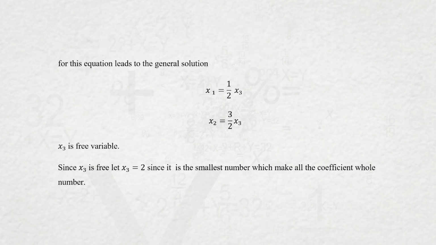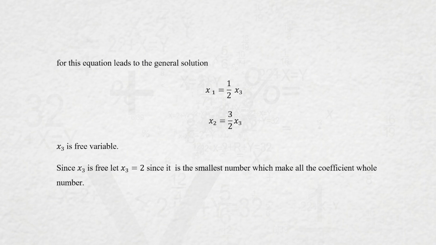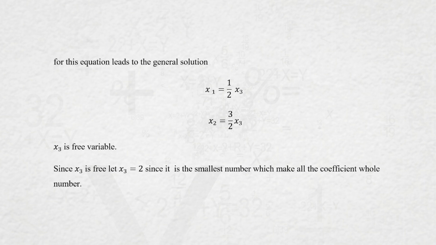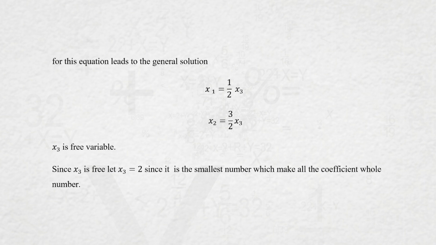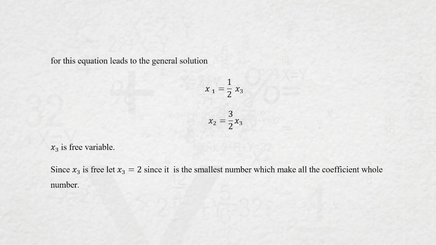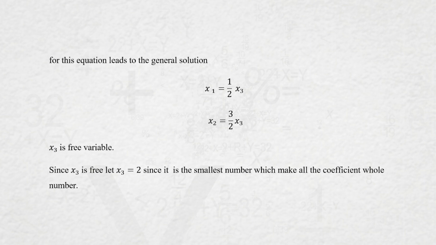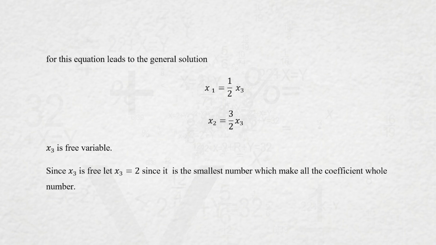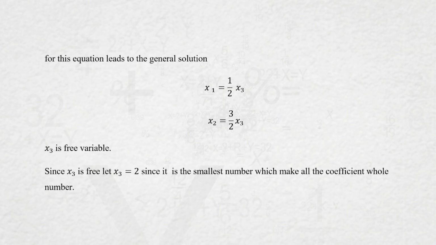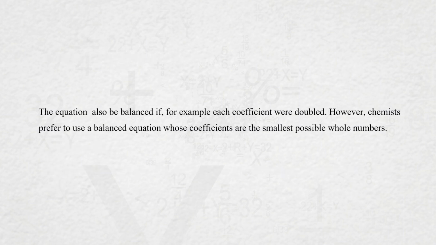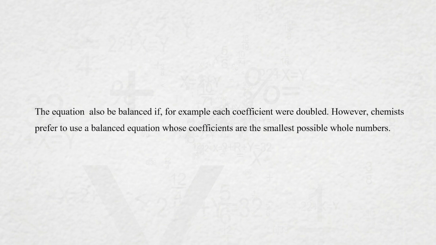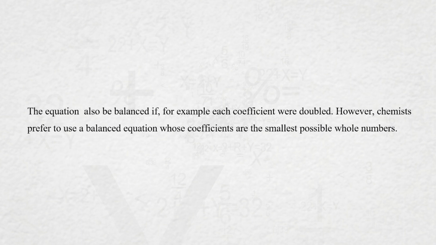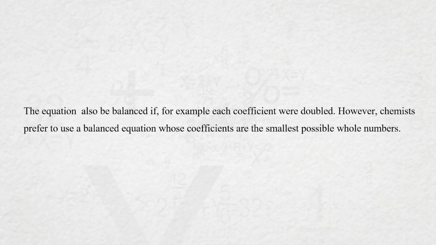So, this equation leads to the general solution of x1 equal to 1/2 x3 and x2 equal to 3/2 x3, and here x3 is a free variable. Since x3 is free, you can let x3 take any value. I am going to take x3 equal to 2, since it is the smallest number which makes all the coefficients whole numbers. The equation would also be balanced if, for example, each coefficient were doubled. However, chemists prefer to use a balanced equation whose coefficients are the smallest possible whole numbers.